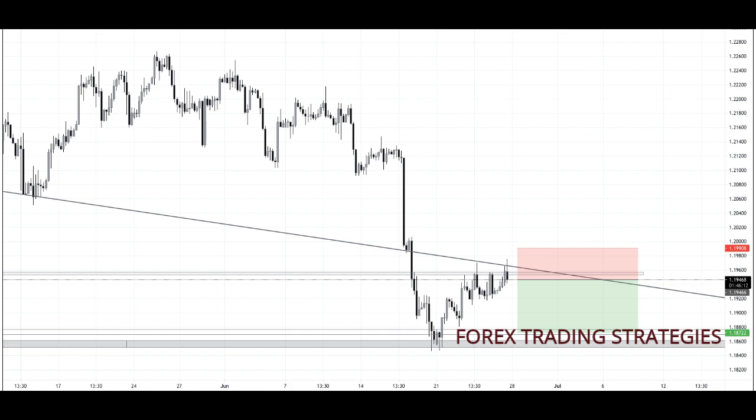They move nicely. You've got a lot of movement on the euro and the pound during London session. Then obviously the dollar dominates the New York session. Then you get the Australian dollar and the Japanese yen dominating the Asian session. So you want to look at pairs.